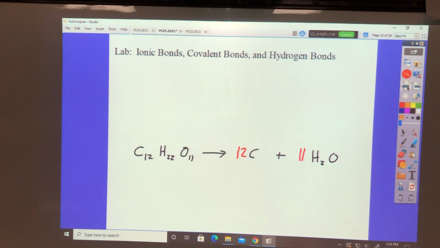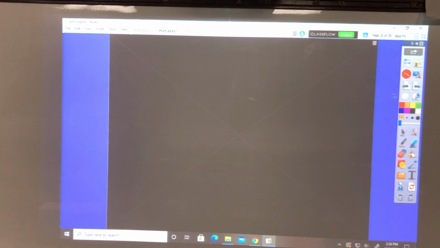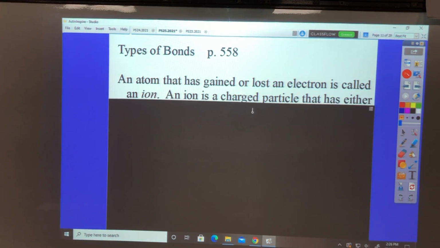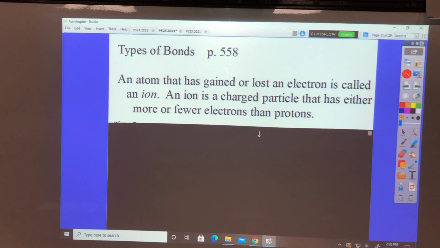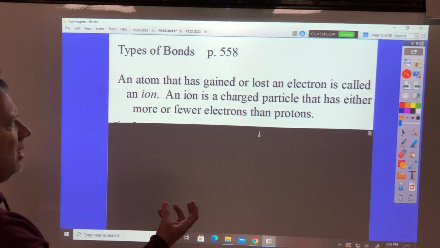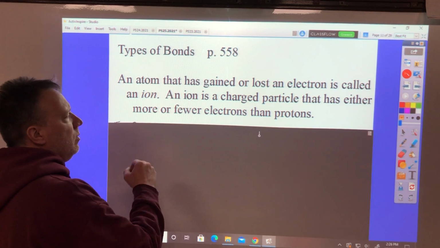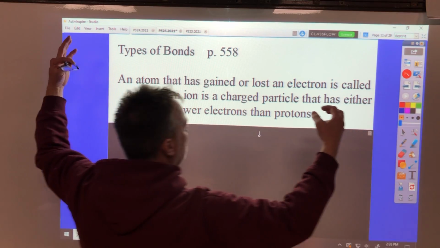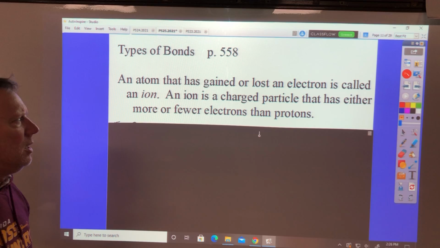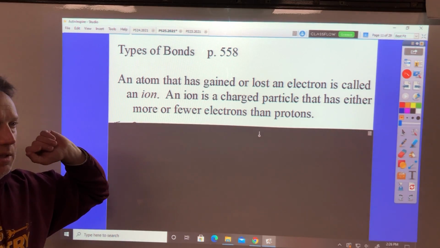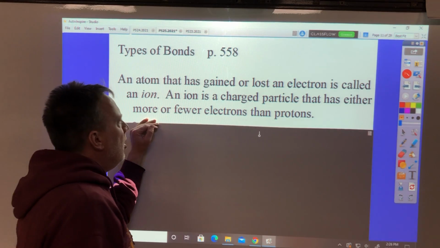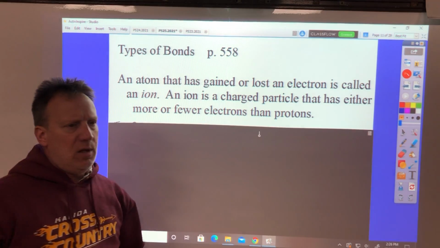In that next section on types of bonds, from page 558, we're going to talk about ions. If it gains a lot of electrons from over here, or loses electrons from the left of the periodic table, it is an ion. An ion is just a fancy word, or not so fancy word, for a charged particle. It has either more or fewer electrons than protons.